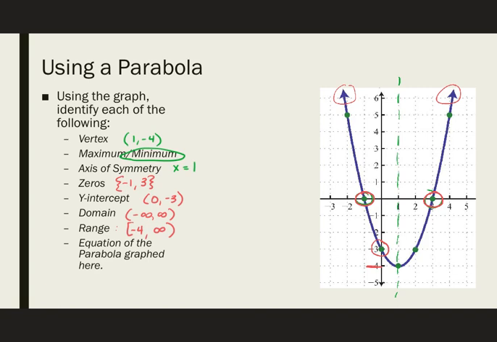Okay, and then you would find the equation the same way we did on the last screen. This parabola ends up being (x - 1)^2 - 4. Okay.